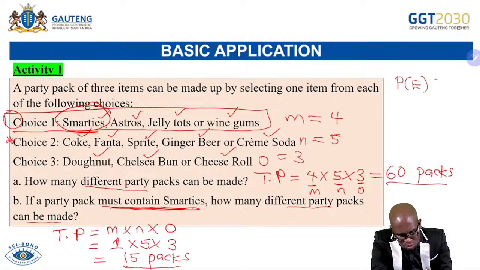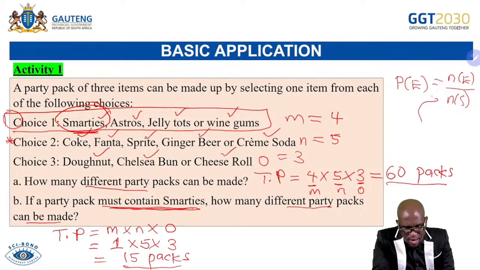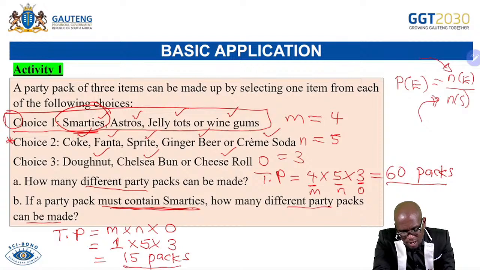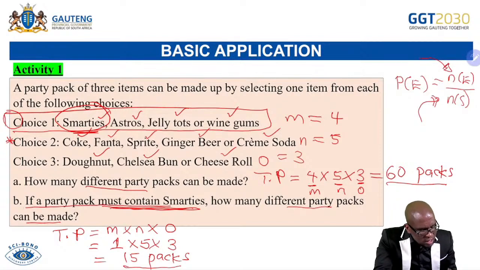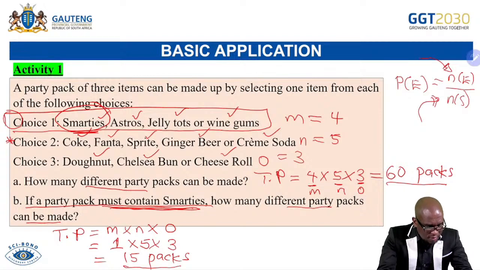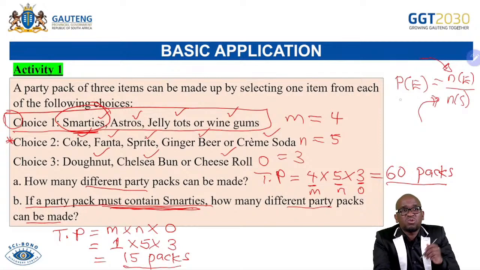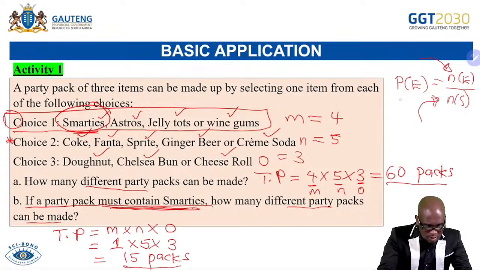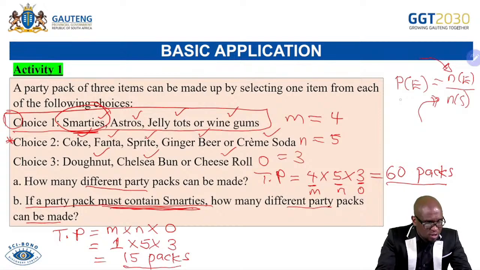Smarties. Then you will need to work with the number of elements in that event, divided by the number of elements in the sample space, where the sample space has no restriction, but the number of elements in the event is those containing Smarties. So that's what we have there for B. Right, we move on. We are going to get into these applications with probability related problems a bit later. We will get to that.